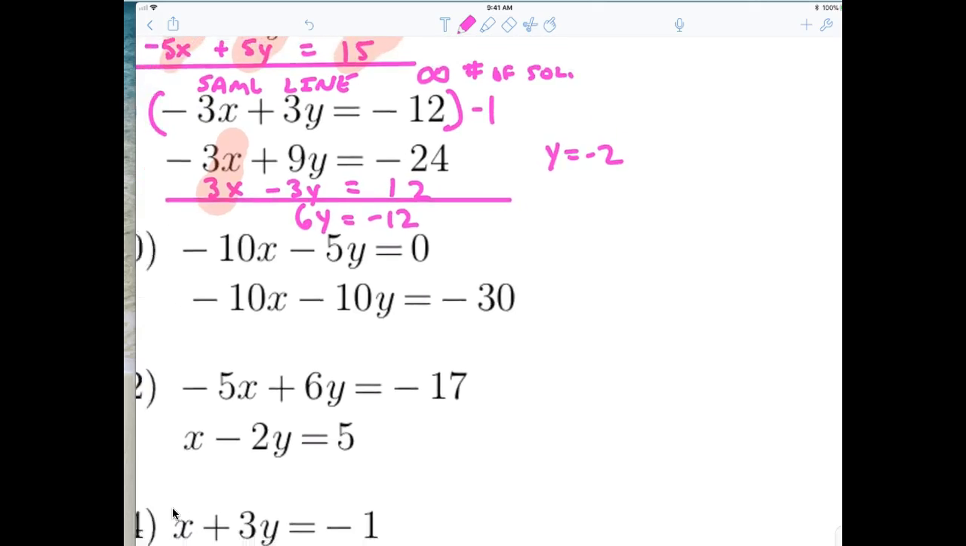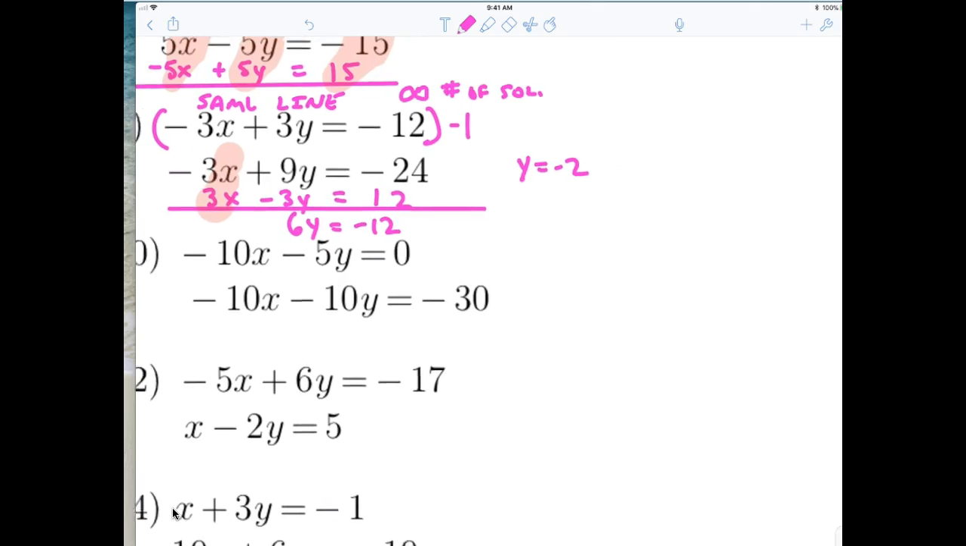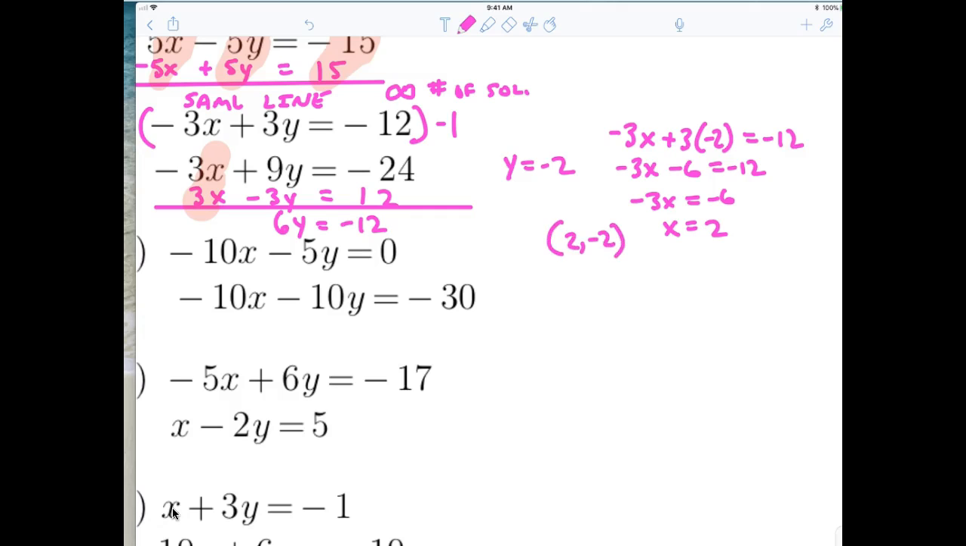Now, it doesn't matter. You have actually 3 choices. There's 3 equations. Doesn't matter which one. You just have to make sure you plug negative 2 in. So we'll do the top one. Negative 3x plus 3 times negative 2 equals negative 12. Negative 3x minus 6 equals negative 12. Negative 3x equals negative 6. So x is equal to what? 2. So my answer is 2 comma negative 2. Yes, sir. Good. Why do you put the negative 3x?